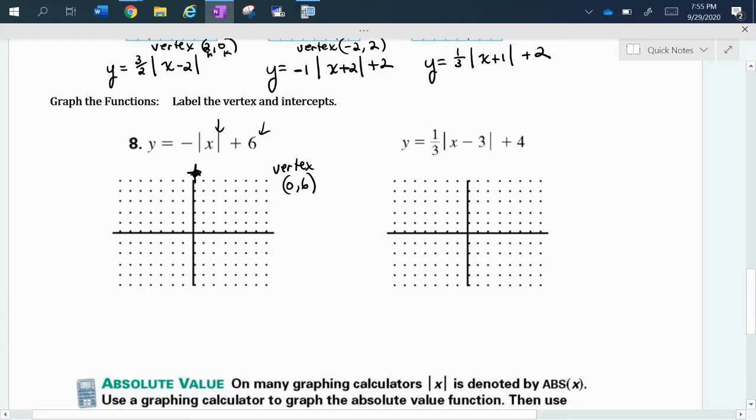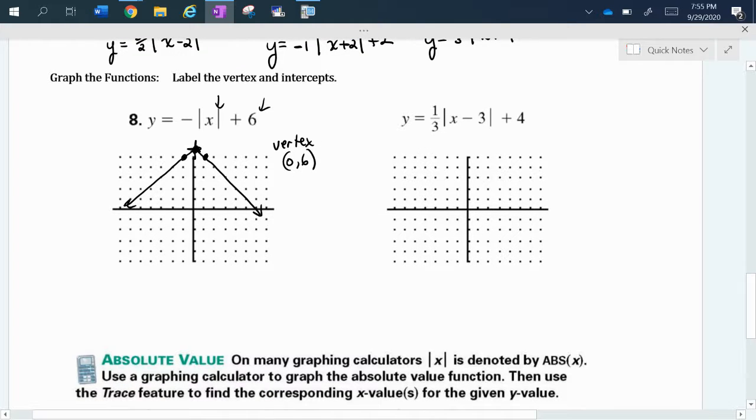And I see that my a is negative 1. So from the vertex, I'm going to go down 1 and to the right 1, and down 1 and to the left 1, because remember, the graph of an absolute value function is a V, so I need to go down in both directions. And then lastly, I want to find the intercepts. So I'm going to find the x-intercepts and the y-intercepts.